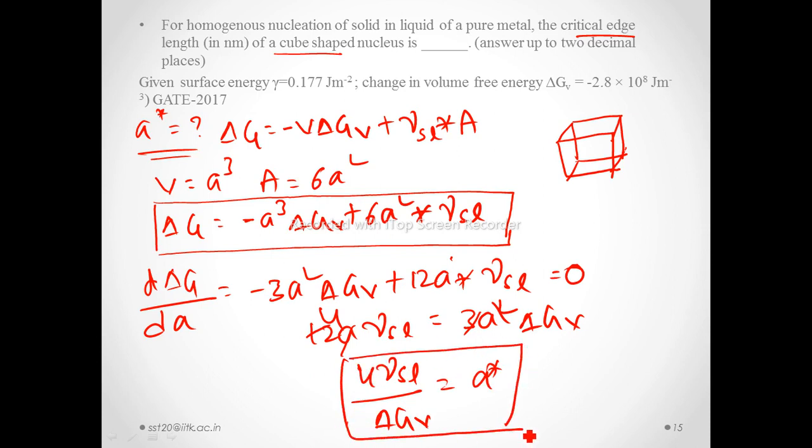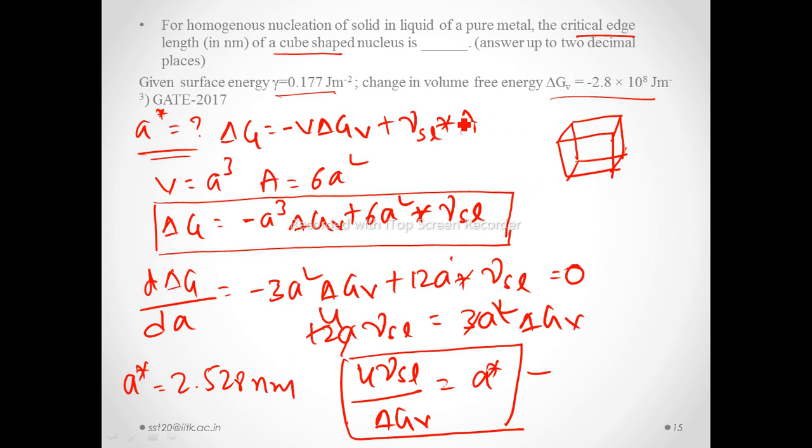The next step is very easy, that is substitution to get the value for a star. We know the delta GV value and the gamma value, both, so substitute and get the value for a star. I will give the answer for you. A star is almost 2.528 nanometer.